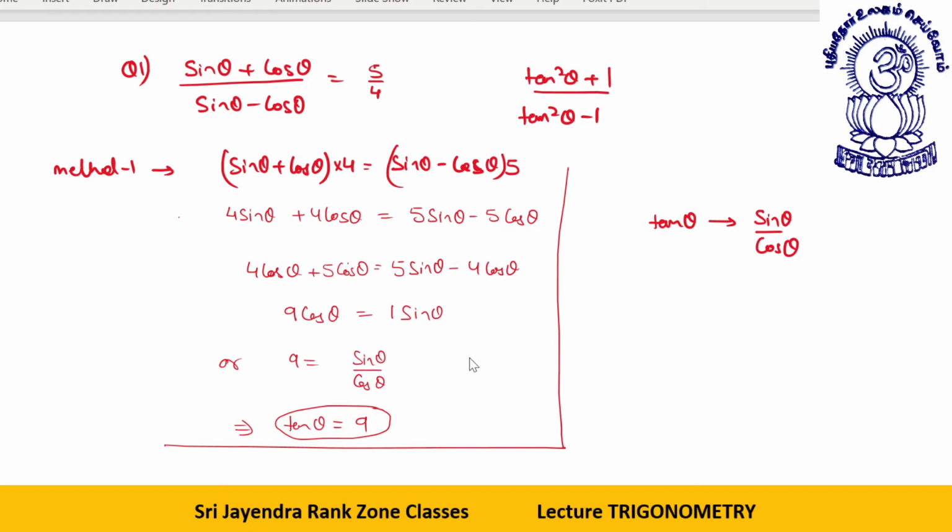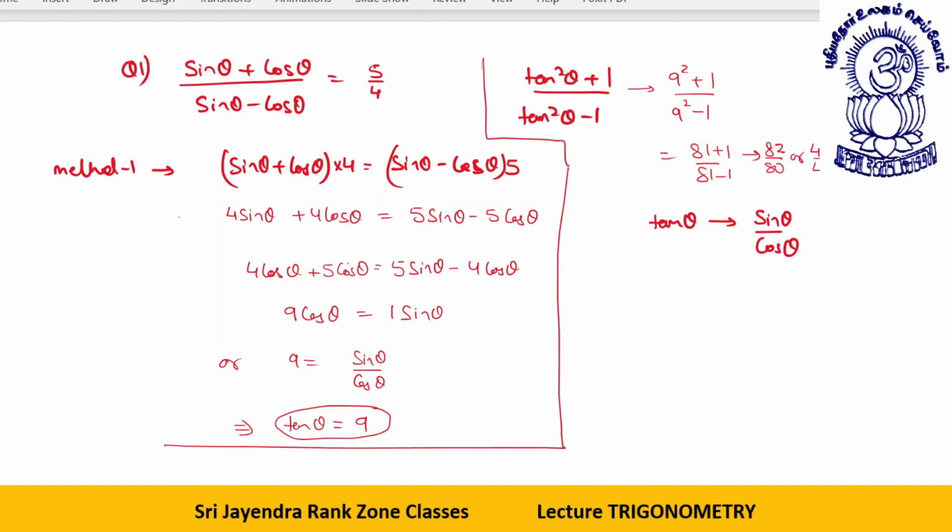Okay, once you have got tan theta is equal to 9, what you will do? You have tan square theta plus 1 upon tan square theta minus 1, that is 9 square plus 1 upon 9 square minus 1, that is 81 plus 1 upon 81 minus 1, that is 82 by 80 or 41 by 40. This is one way of doing this question.